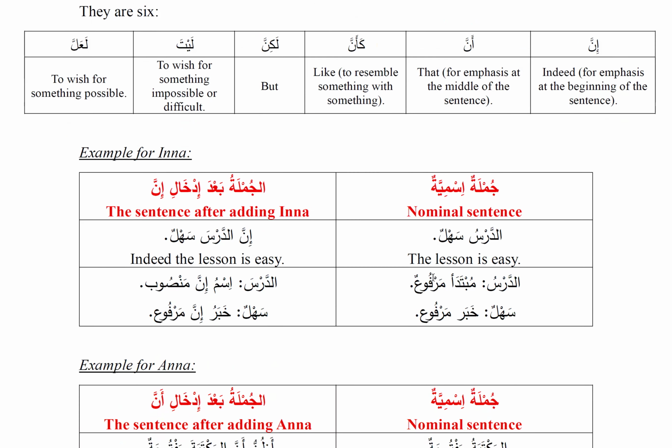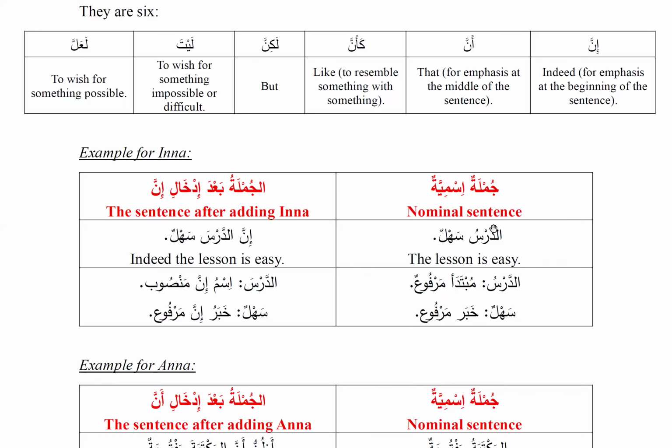Let's look at examples. For example, for inna, first we look at the normal jumla ismiya, and then we add inna to it. Ad-darsu sahlun means the lesson is easy. In this sentence, ad-darsu is the mubtada, and that is marfu'. Sahlun is khabar, and that is marfu'. When you add inna, it becomes inna darsa sahlun. The darsu dhamma becomes darsa. So the i'rab here becomes darsa, ismu inna mansoob, and sahlun becomes khabaru inna marfu'.